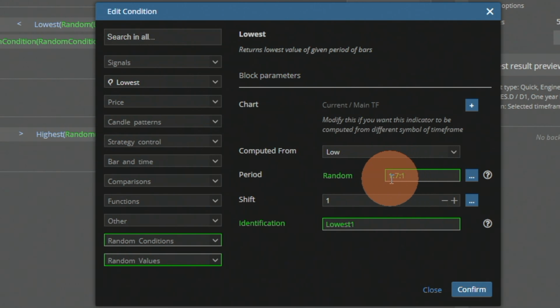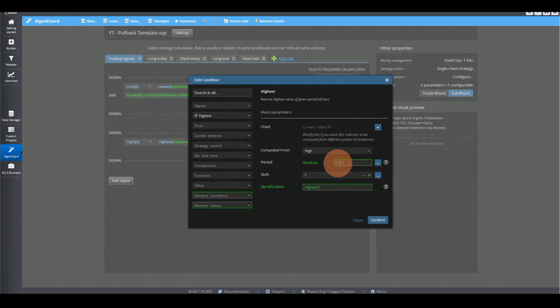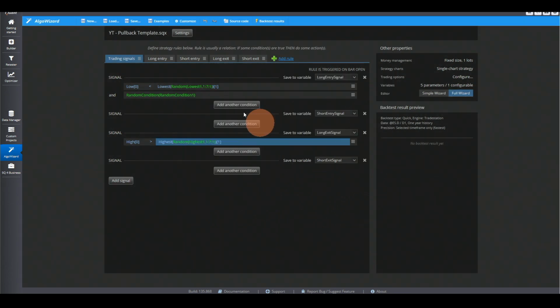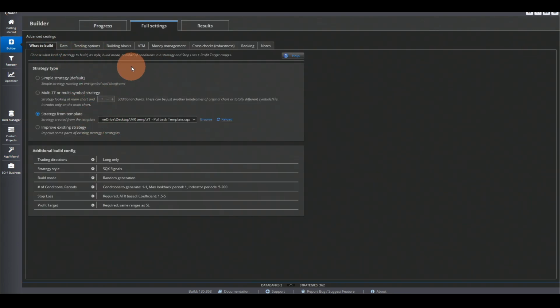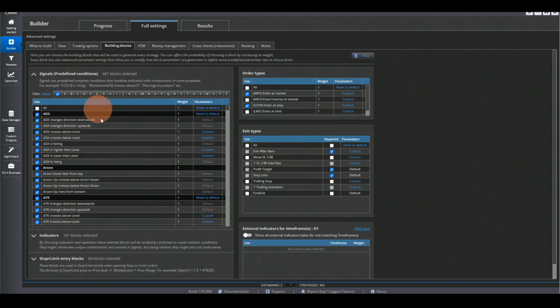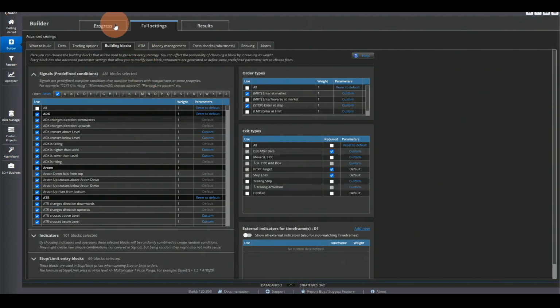Now I'm doing iteration. So instead of low below the lowest 1 bar or 2 bars, I'm iterating from 1 to 7 in steps of 1. And same thing when I exit, again, we are iterating from 1 to 7 in steps of 1. Then we bring this to Builder and we load it as a template and we add all the blocks in this random condition. And again, you can watch the other video to see the details. So once you do that, you can build strategies.